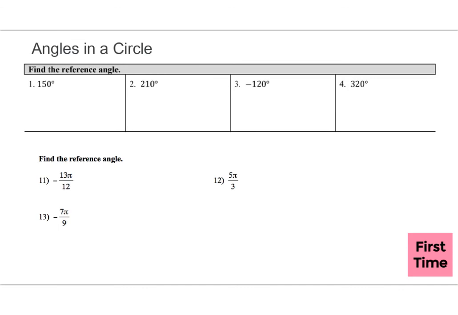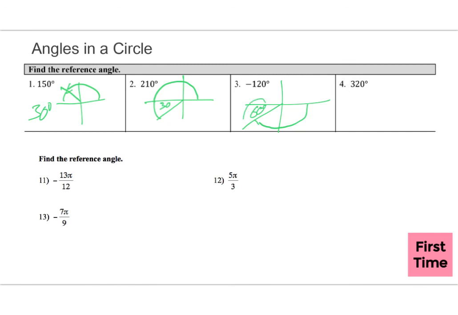All right, dealing with angles in a circle, we got to find some reference angles. And first up, we got 150 degrees. That's going to go almost to 180, and I need 30 to get there. For 210, that's going to go past 180, but not quite to 270, and I would need 30 to get back to 180. For negative 120, it's going to go past negative 90, but not all the way to 180. And to get from 120 to 180, I need 60 to get there. And for 320, that's going to go almost all the way around, but not quite, and I need 40 more to get to 360.